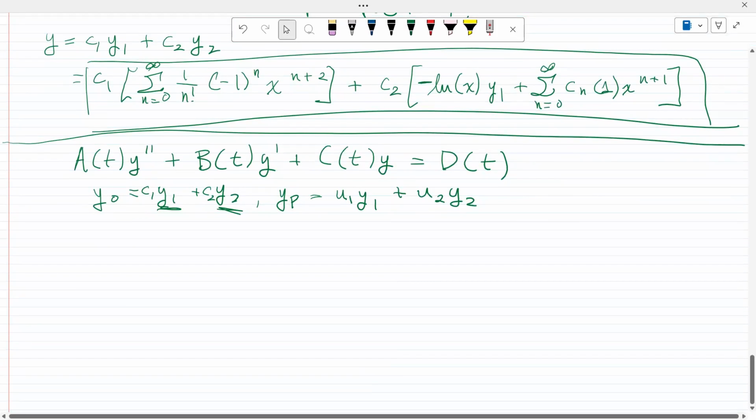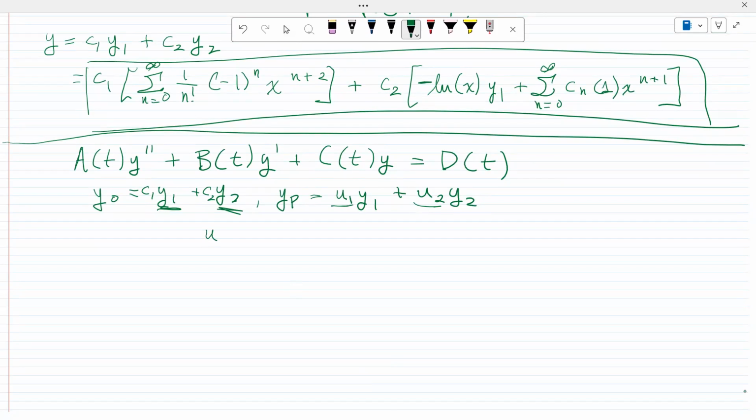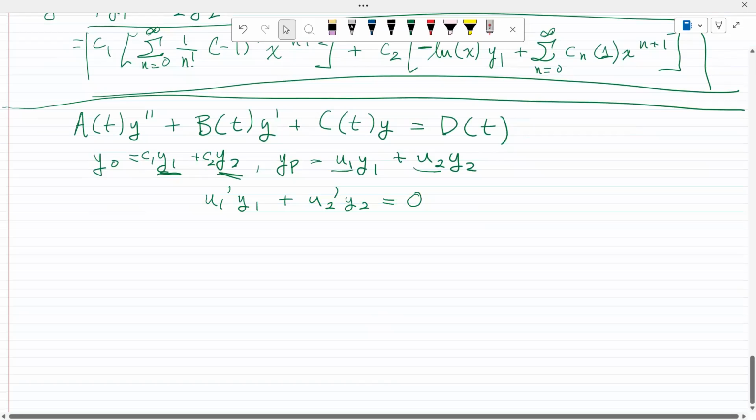And these u1 and u2 need to satisfy this system of equations right here. u1 prime y1 plus u2 prime y2 is equal to 0. And u1 prime y1 prime plus u2 prime y2 prime is equal to d of t. Okay, this is for d of t not equal to 0.